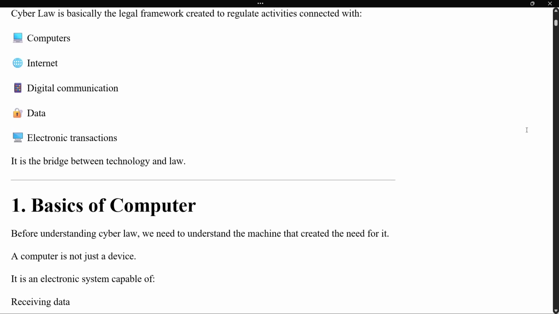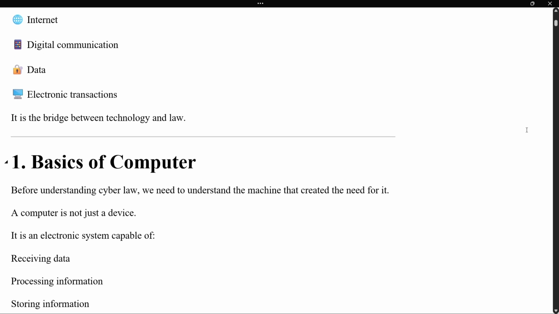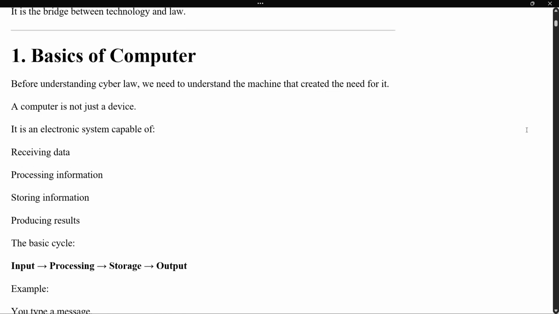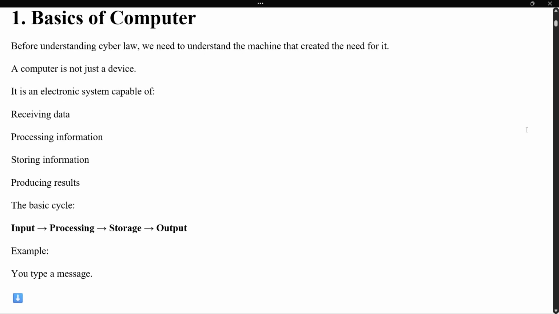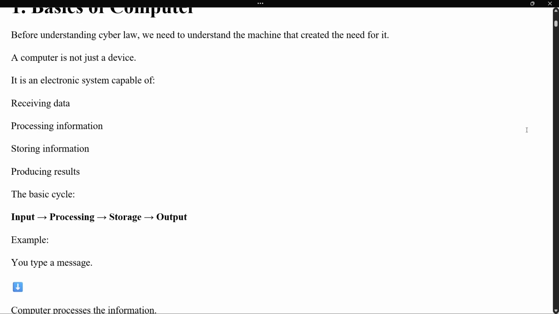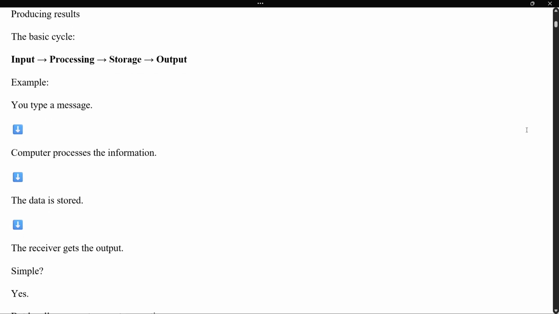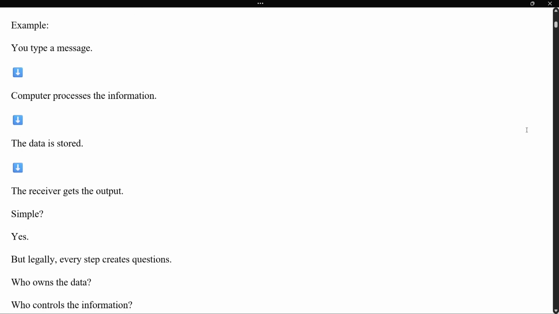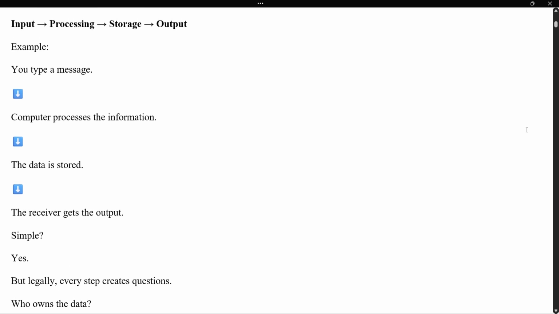1. Basics of computer. Before understanding cyber law, we need to understand the machine that created the need for it. A computer is not just a device. It is an electronic system capable of receiving data, processing information, storing information, and producing results. The basic cycle: input, processing, storage, output. Example: you type a message. The computer processes the information. The data is stored. The receiver gets the output. Simple. Yes. But legally, every step creates questions.